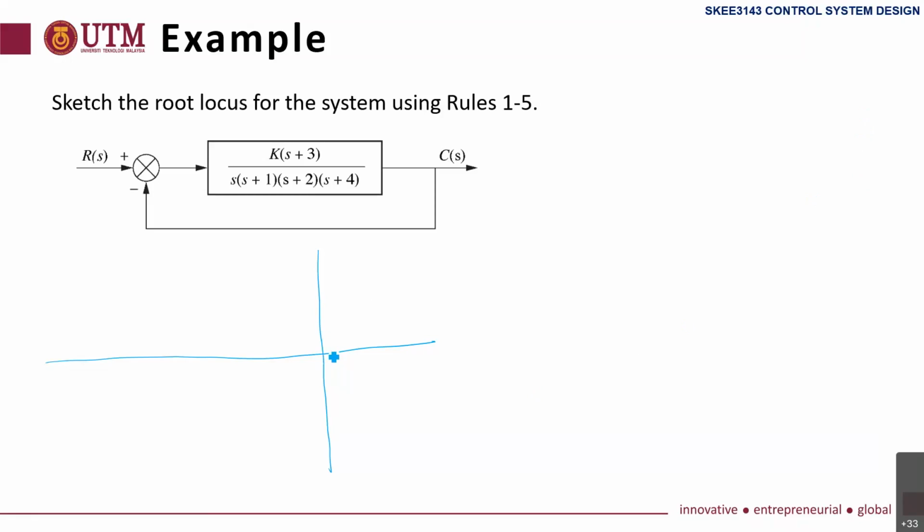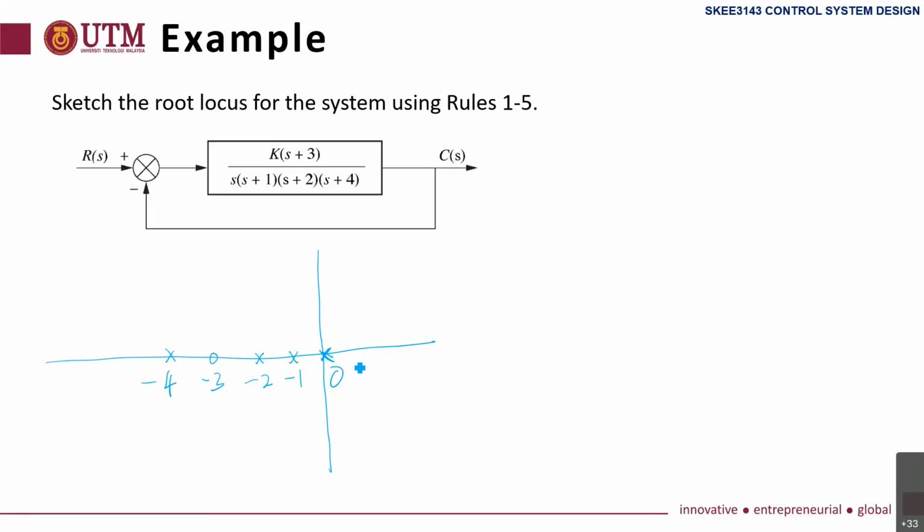So 1 here, 0, minus 1 pole, minus 2, 1 zero at minus 3, and pole at minus 4. Pole at 0. Okay, we have 4 poles, 1 zero. That is the first step.